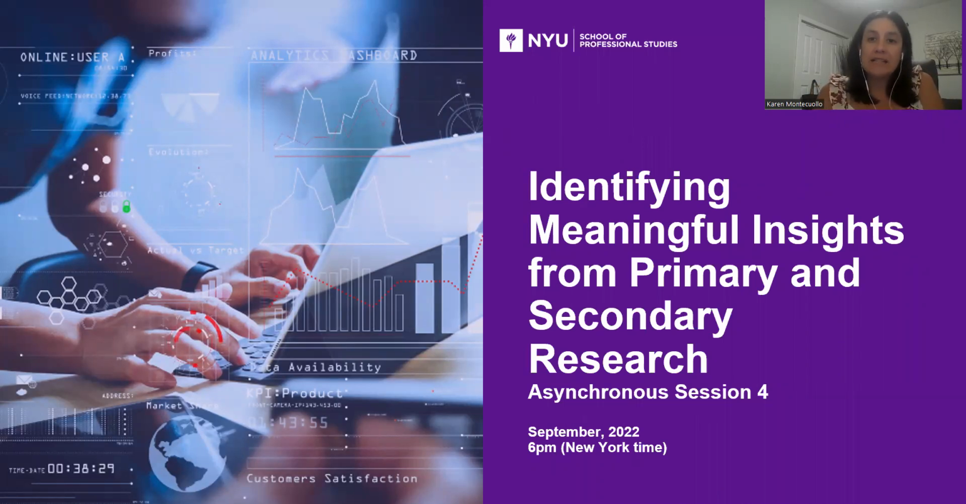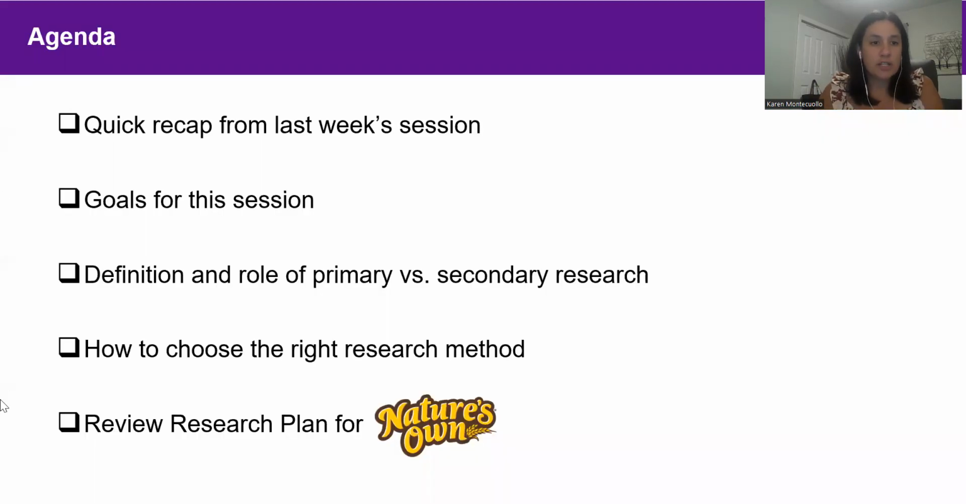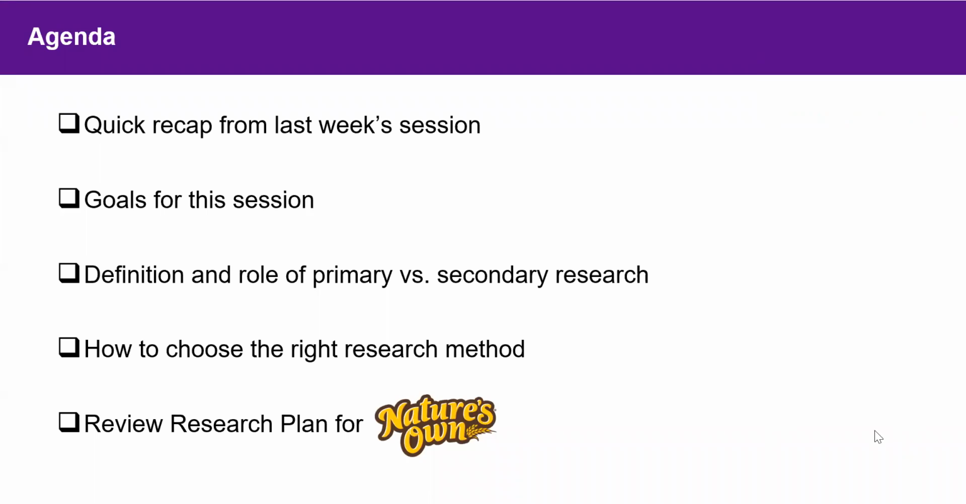Today we're going to be talking about identifying meaningful insights from primary and secondary research. So in terms of our agenda, I'll minimize this so you can see the slide. We'll do a quick recap from last week's session. We'll touch upon the goals of what we're hoping to accomplish this week. We'll then dive into the definition and the role of primary versus secondary research and how to choose the right method based on whatever business problem you have at hand. And then like last week, I'll switch off and you can find a secondary video within this module where Andy will review the actual research plan for the Nature Zone case study that you are studying throughout this course.